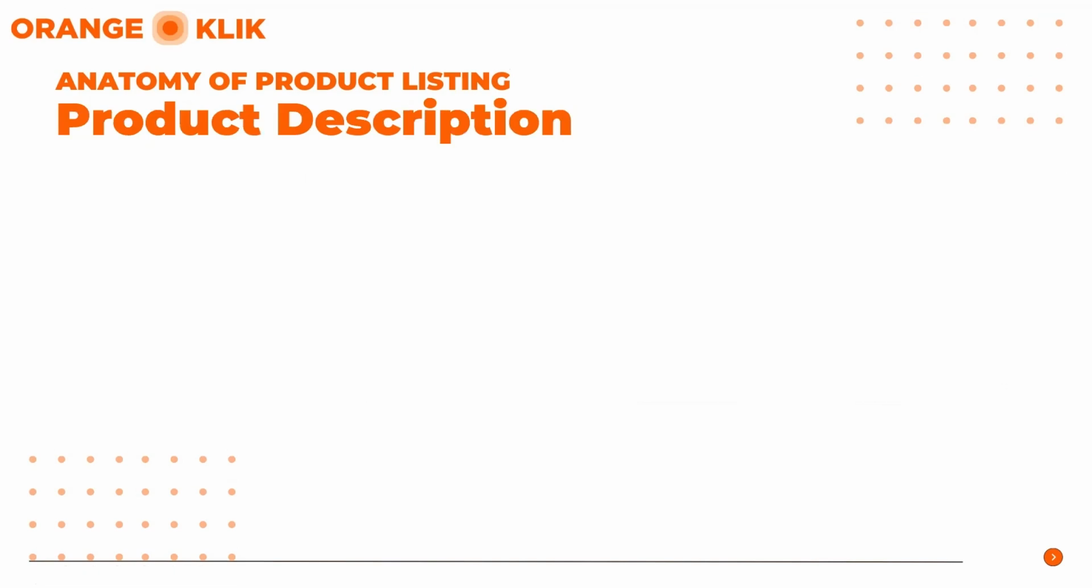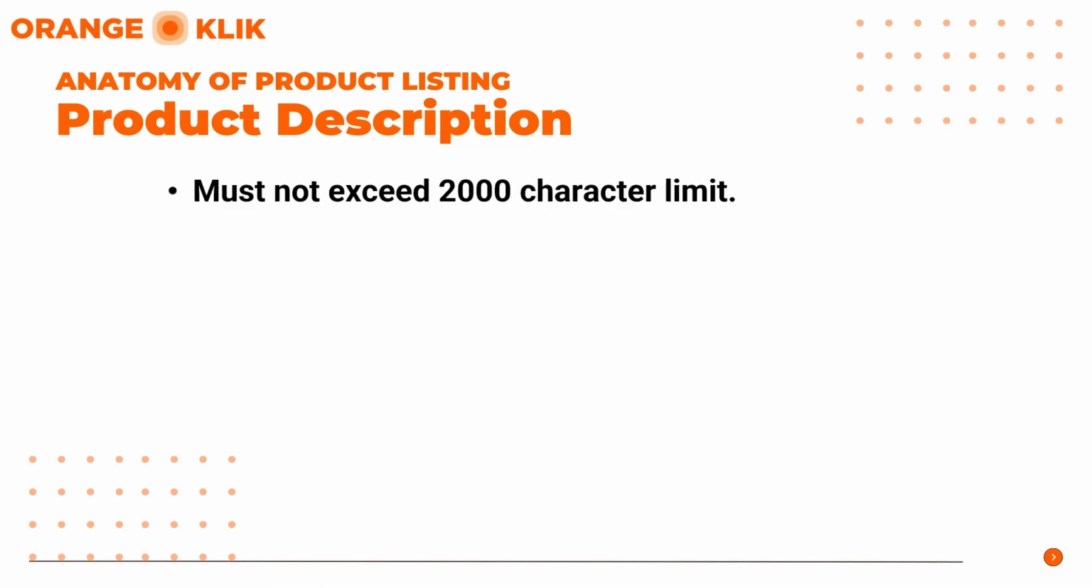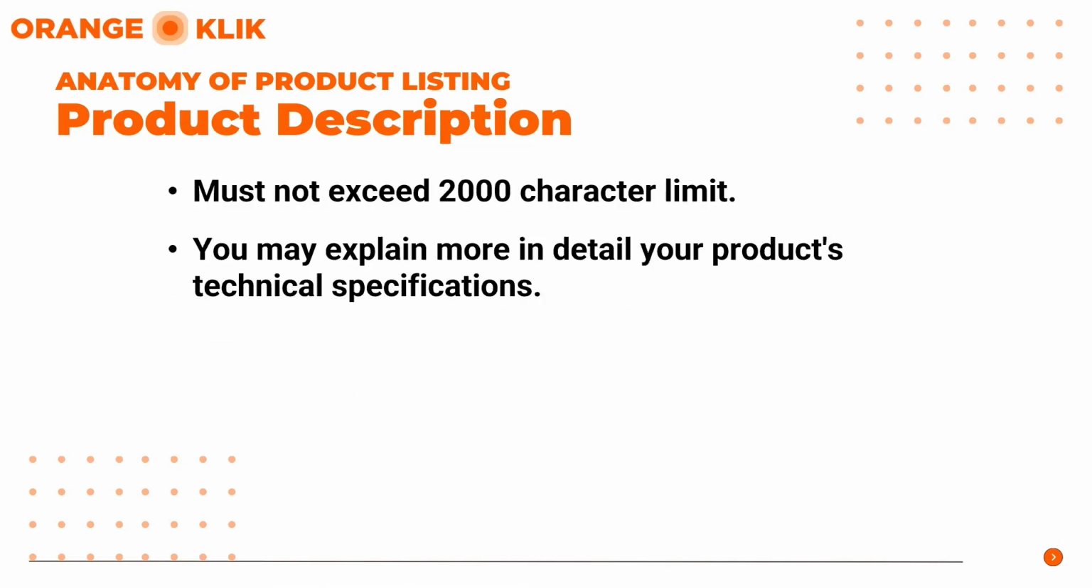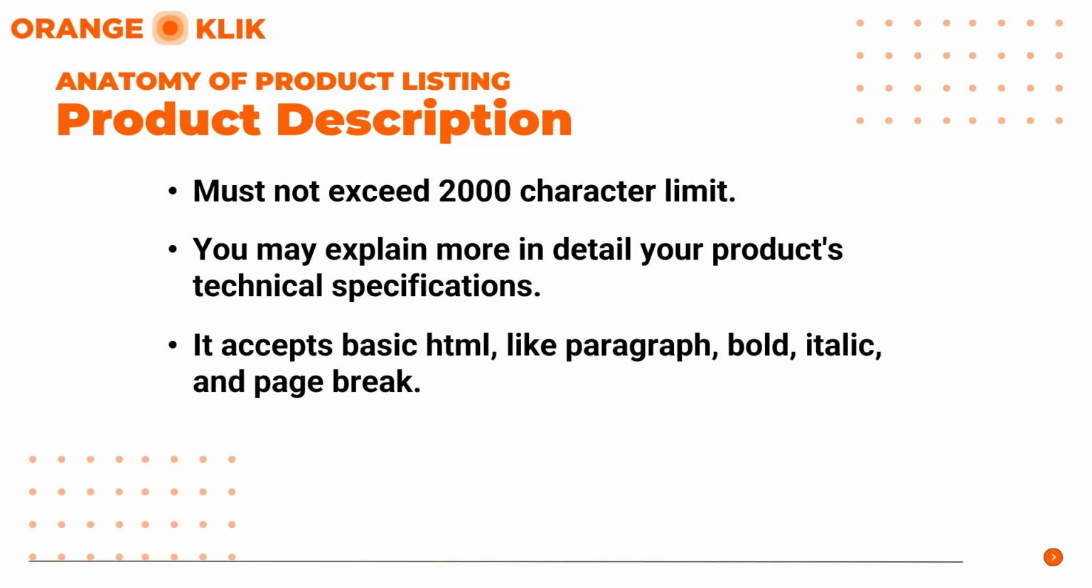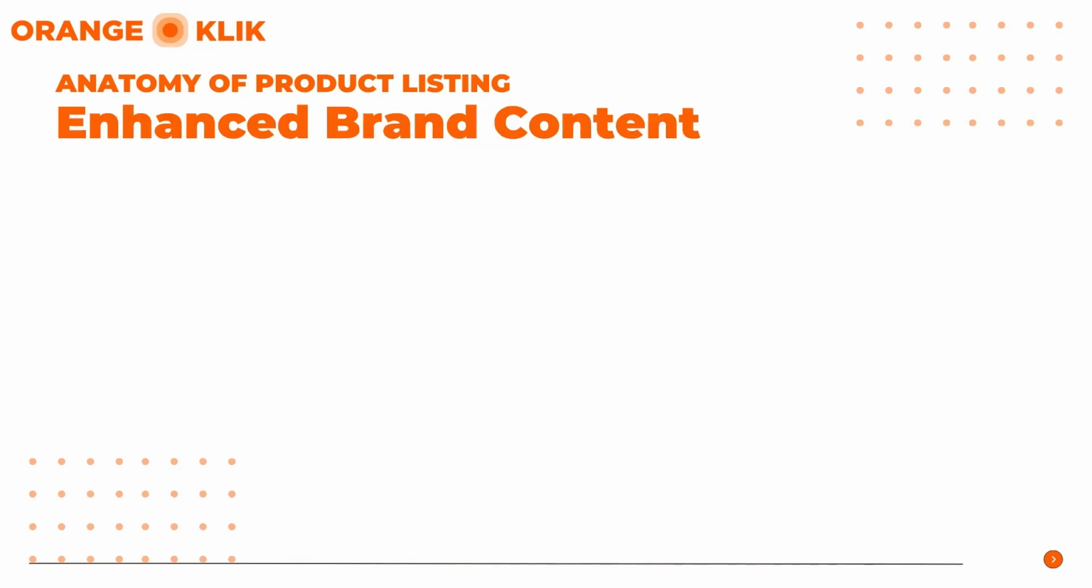For the next product listing part, which is the product description, it has a 2,000 character limit and you must not exceed it. You may explain here in more detail your product's technical specifications. It also accepts basic HTML like paragraph, bold, and italic. Now, when you're using your enhanced brand content, you might want to take more focus on optimizing content on this part for your target audience.